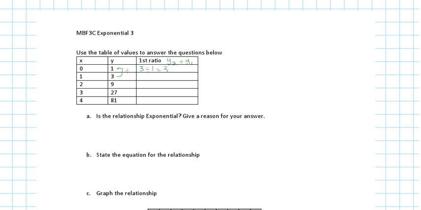9 divided by 3, 3. 27 divided by 9, 3. 81 divided by 27, 3. And is the relationship exponential? Yes. And how do you know that? The first ratio is constant.